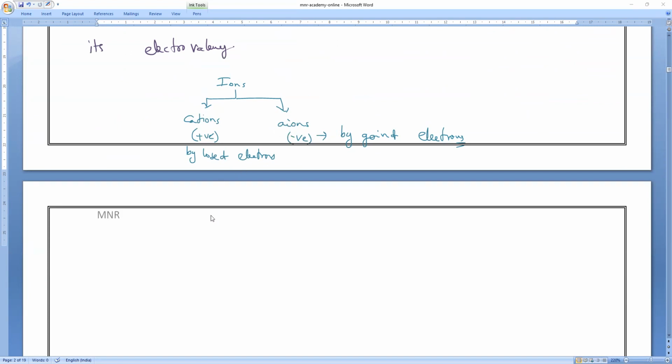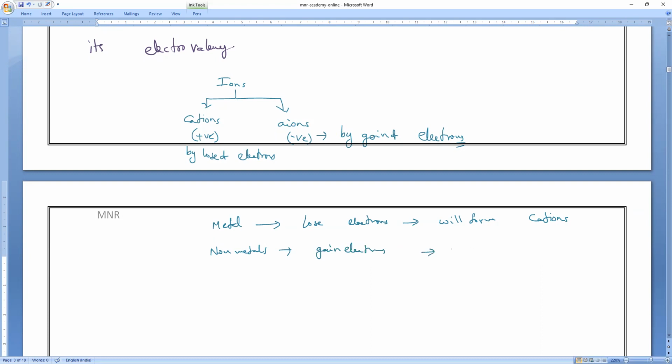So, who will donate the electrons, basically? Metals will lose electrons. So they will form what? Cations or anions? Cations. Yes. Non-metals will receive electrons or gain electrons so that they will form anions. So that is what you have to remember. Any doubt? Anybody can ask.